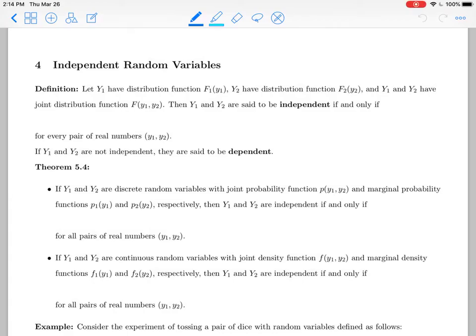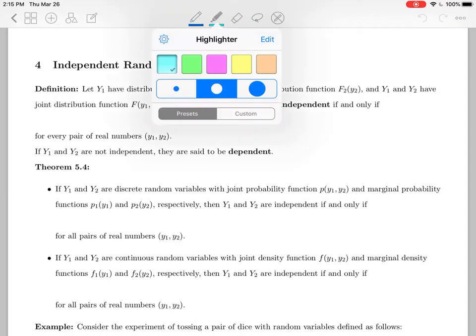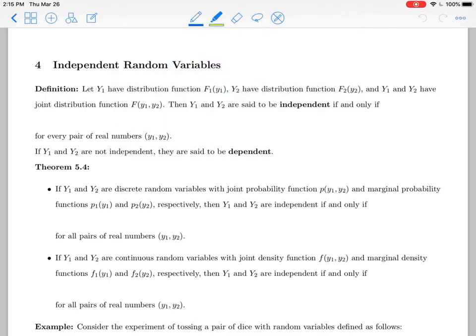In this video, we're going to take a look at both independent and dependent random variables. So for independent random variables, we'll go ahead and start with just a definition for that. And so for our definition here, let Y1 have a distribution function that is given by this. Y2 has a distribution function given by this.